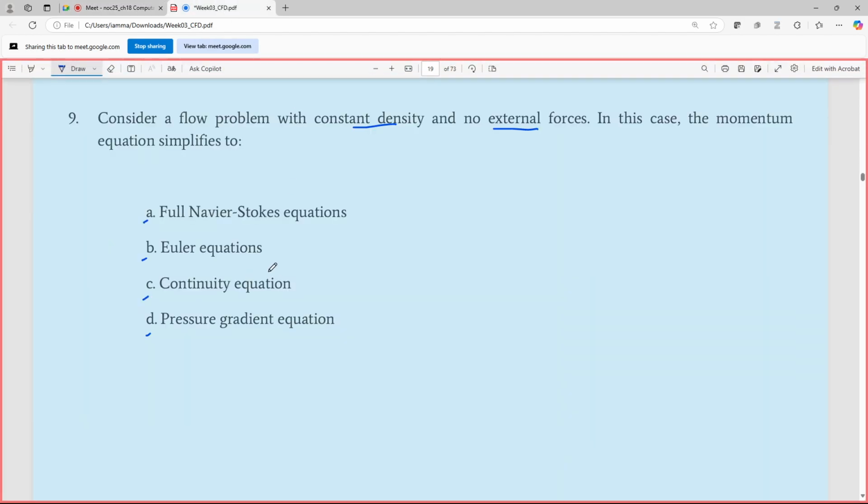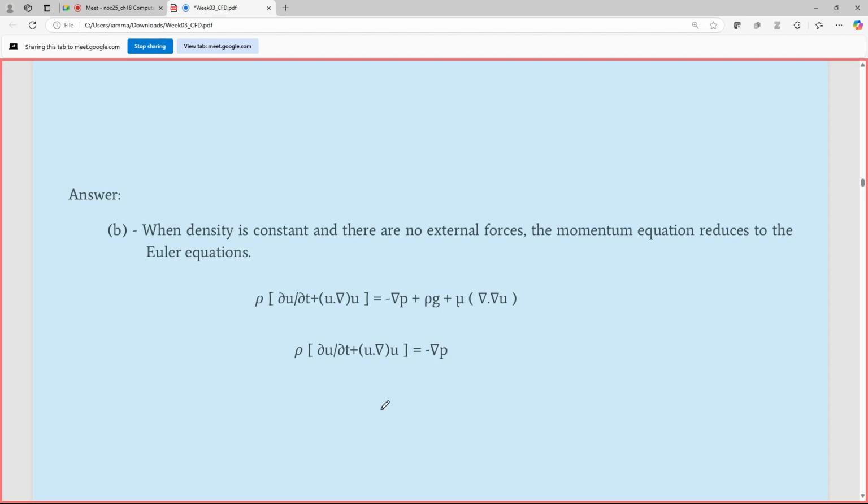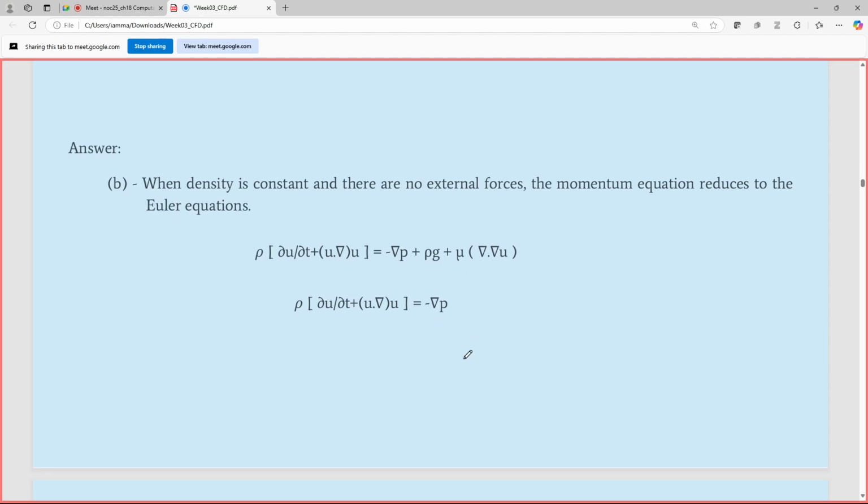You are right. The answer is Euler's equations. This is the momentum equation. When the density is constant, this term won't be there. Then again, when there are no external forces, that is, no body forces acting on it, this term will also go. So then the equation essentially reduces to convection terms equal to pressure gradient. So these equations are called Euler's equations. So our answer is option B, Euler's equations.